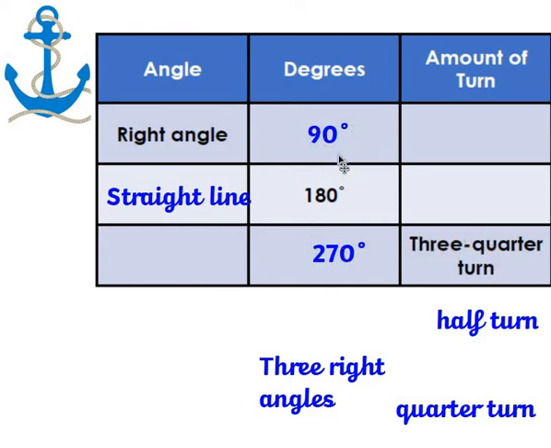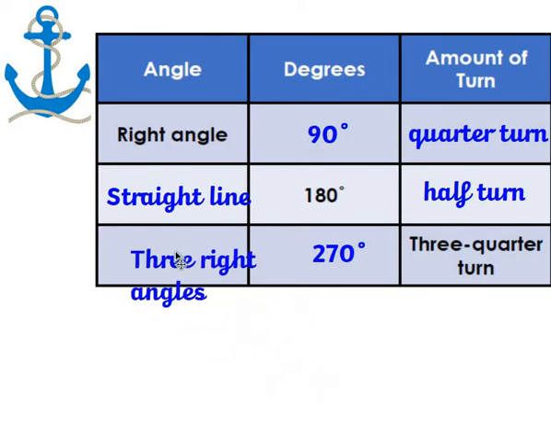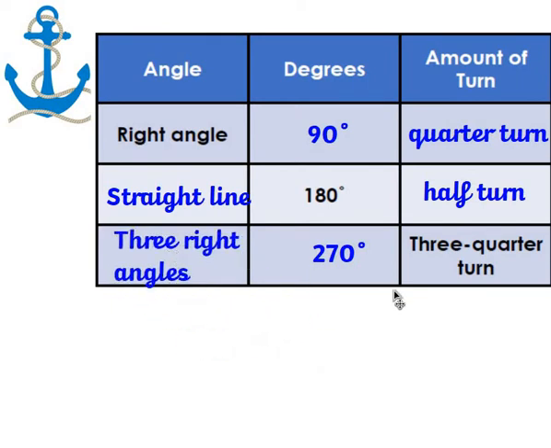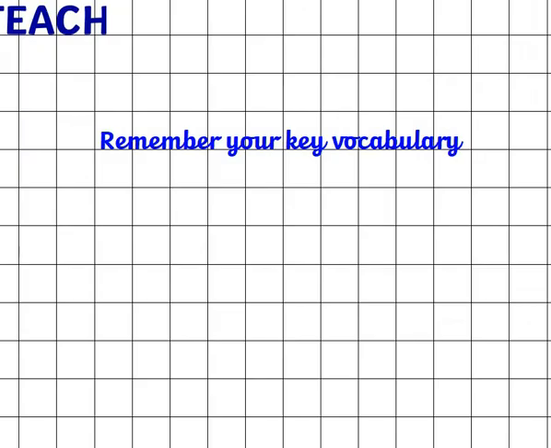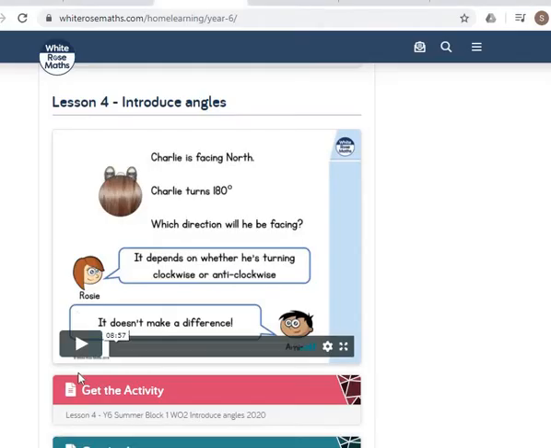So we know 1/4 turn or a quarter turn is 90. Half a turn or 2/4 is 180. And then we're left with 3 right angles at 270. Remember your key vocabulary today. So we're looking at turns, half turns, the number of degrees, right angles, obtuse, acute, and everything else. Have a look at the video now, and this will help you with your learning.